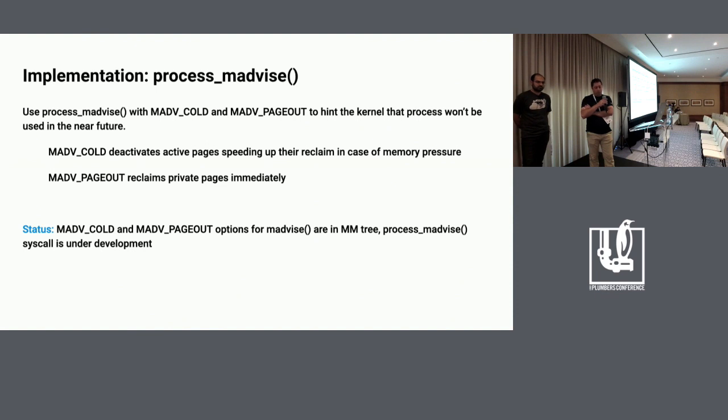And what process M-Advice does is basically the same thing as M-Advice, but it can operate on the VMAs of a different process. That's done so that system management software can hint the kernel about some other processes' memory that it can be shrunk.